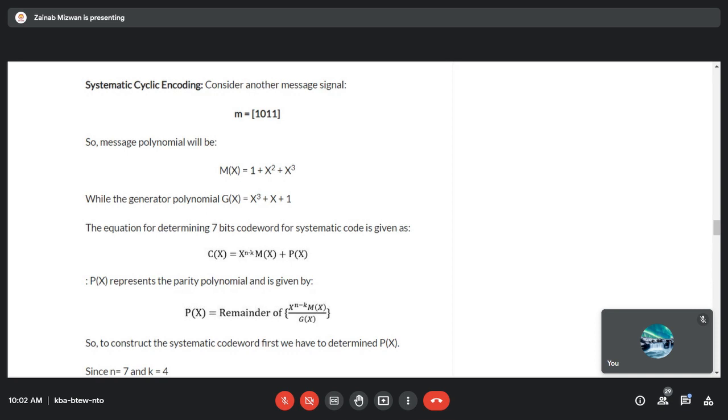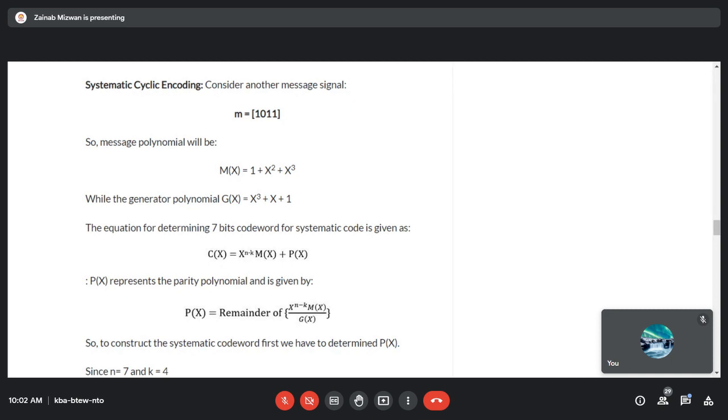So all of you, please write down this equation for the parity polynomial. b of x equals b0 plus b1 x raised to 1 plus b2 x square, and how long we have to write. Okay, what is the last element of this particular polynomial? It will be b n minus k minus 1 x raised to n minus k minus 1.